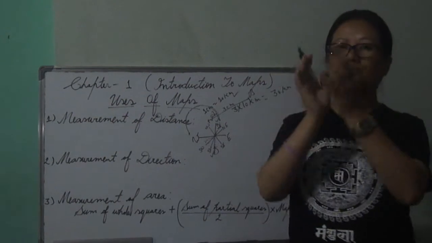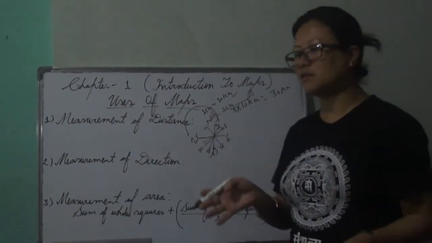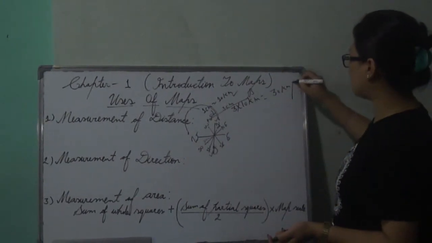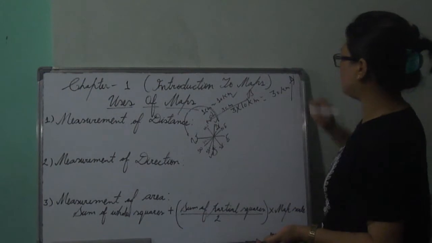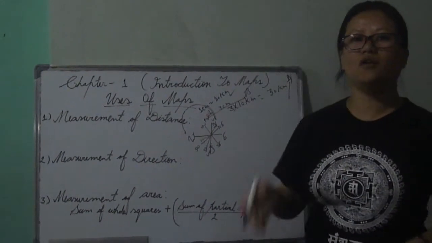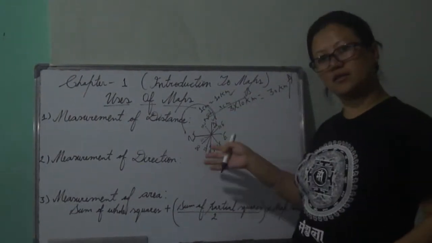If we have to find our direction, we'll check where we are standing. Whenever we see a map, on the right side you'll always get an arrow like this, and on the top side they have shown the north direction. If the top is not north, we can still find out the other directions.